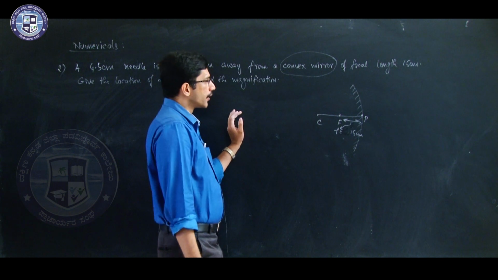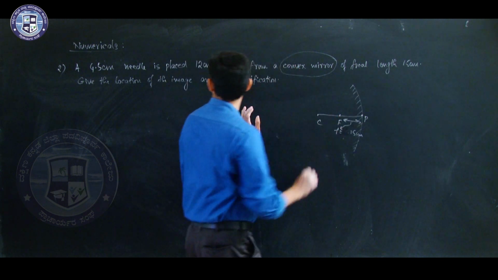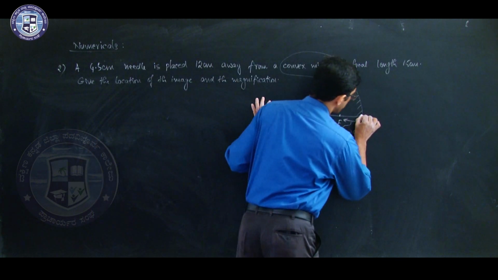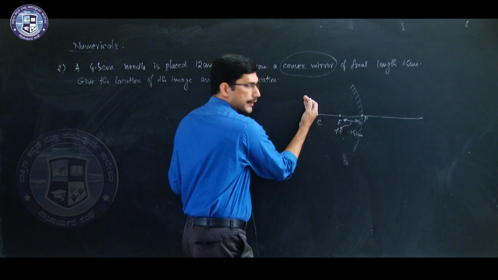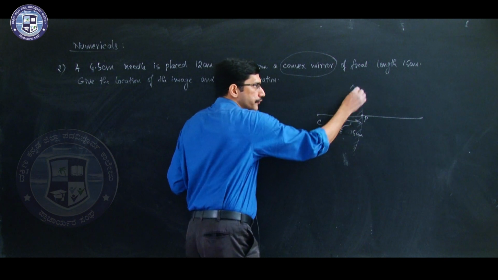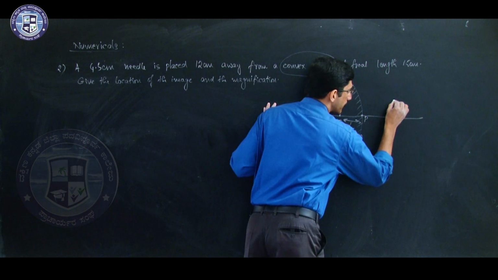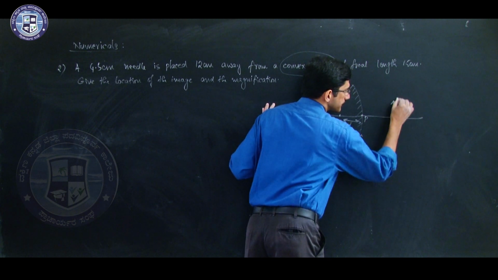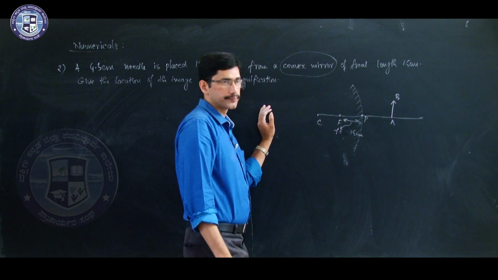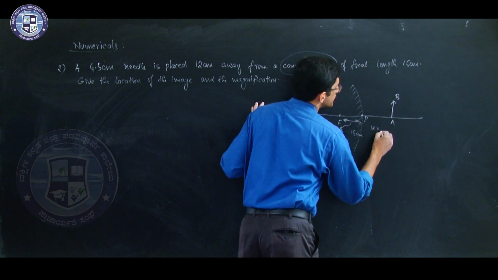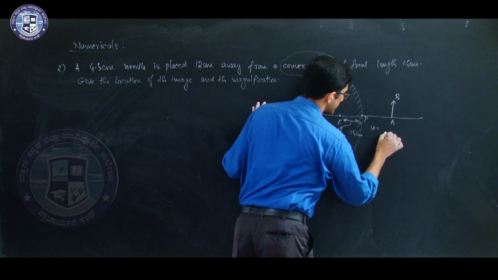And also the object is placed 12 centimeter away, that means along this direction. It cannot be placed inside because it is not the reflecting surface, only this is a reflecting surface. Hence, the object is placed somewhere here, right. And one of the rays, this object distance is 12 centimeter.